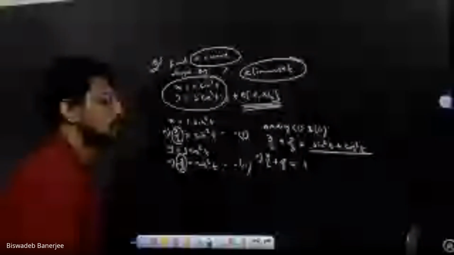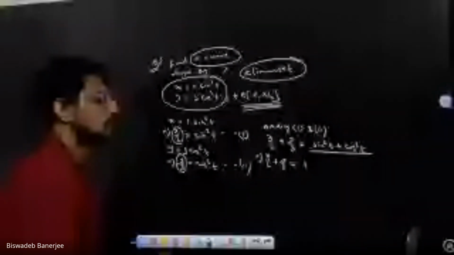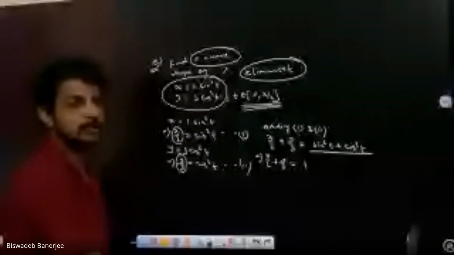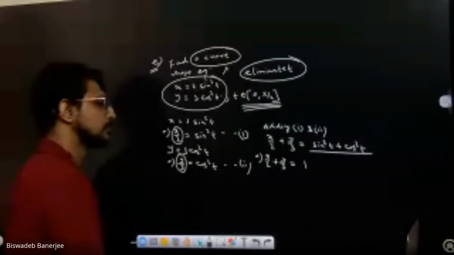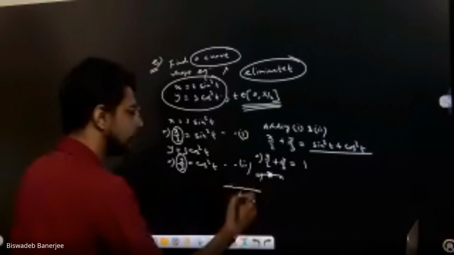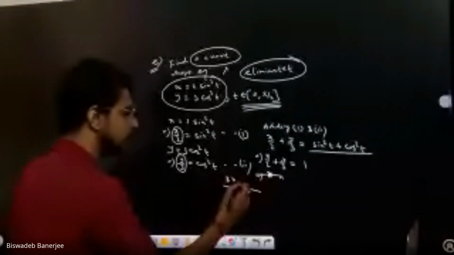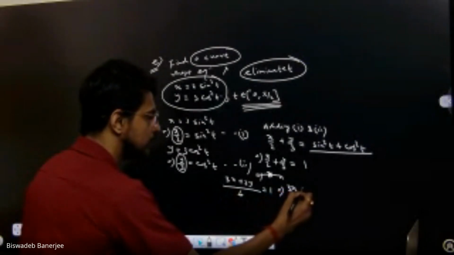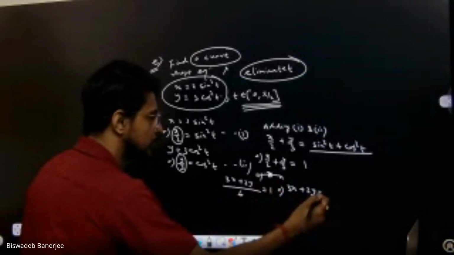So x by 2 plus y by 3 is obviously 1. Say that my t has been eliminated. Sin square theta plus cos square theta is 1. You all know this. So this becomes, then you can take the LCM, or not, it is your choice. 3x plus 2y. This implies 3x plus 2y is equal to 6.